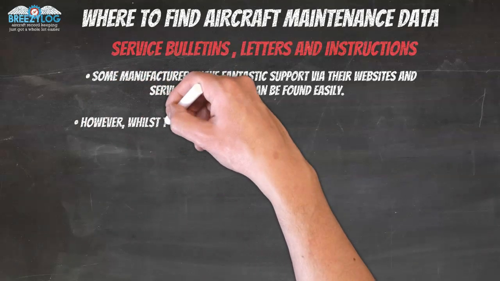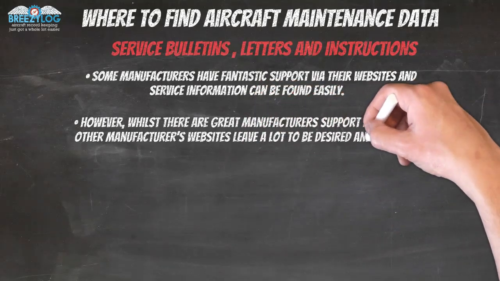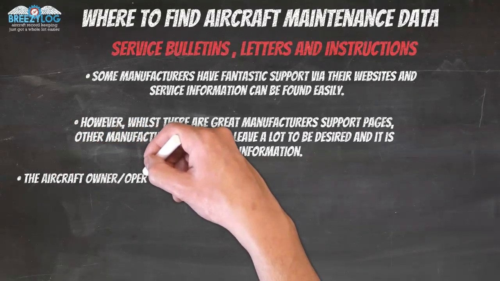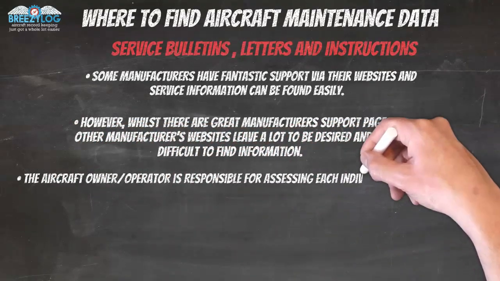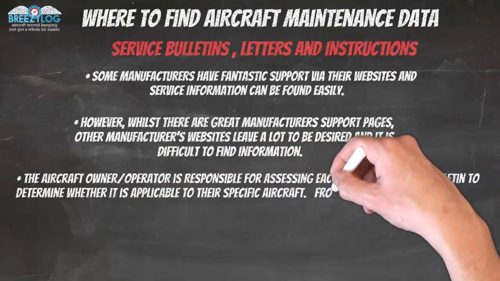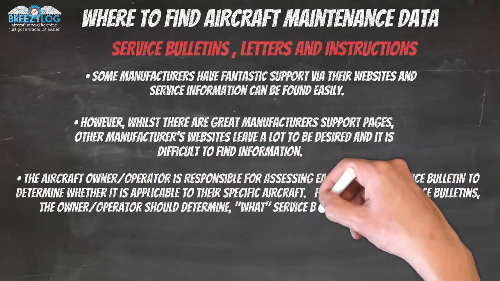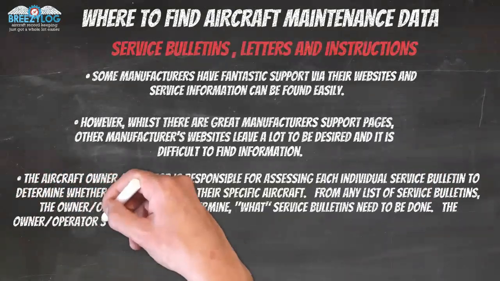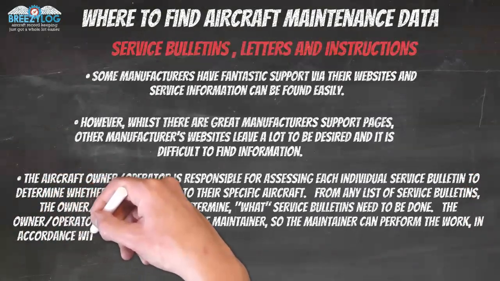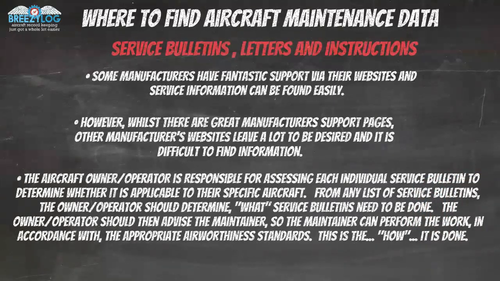However, whilst there are great manufacturers' support pages, other manufacturers' websites leave a lot to be desired, and it is difficult to find information. The aircraft owner-operator is responsible for assessing each individual service bulletin to determine whether it is applicable to their specific aircraft. From any list of service bulletins, the owner-operator should determine what service bulletins need to be done. The owner-operator should then advise the maintainer, so the maintainer can perform the work in accordance with the appropriate airworthiness standards. This is how it is done.